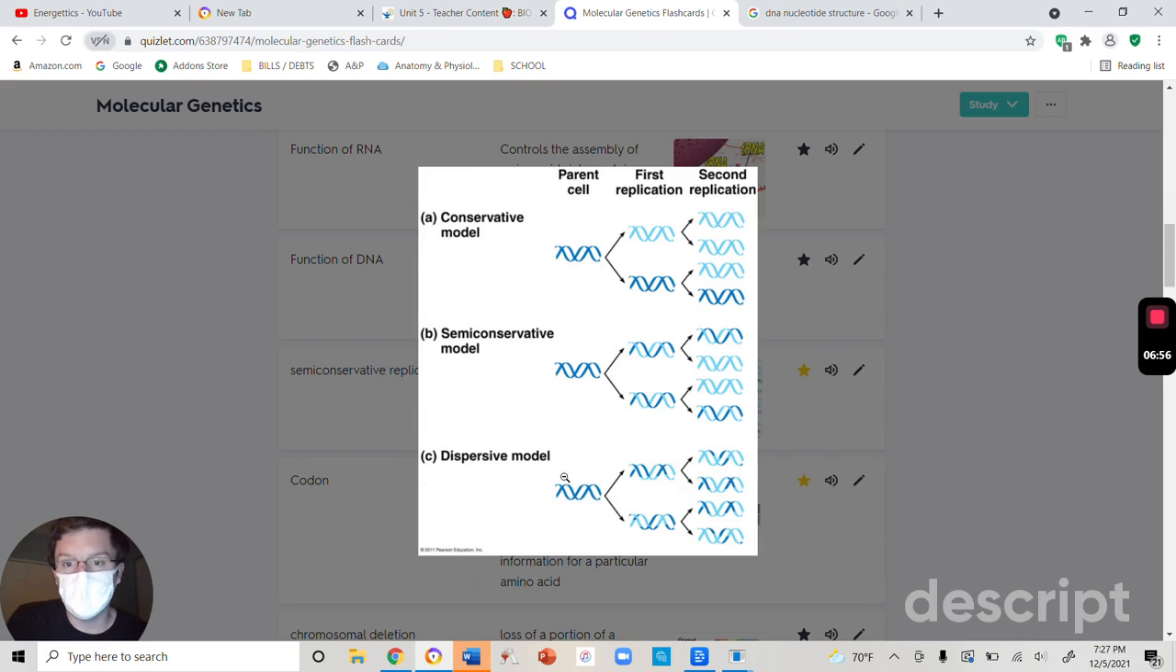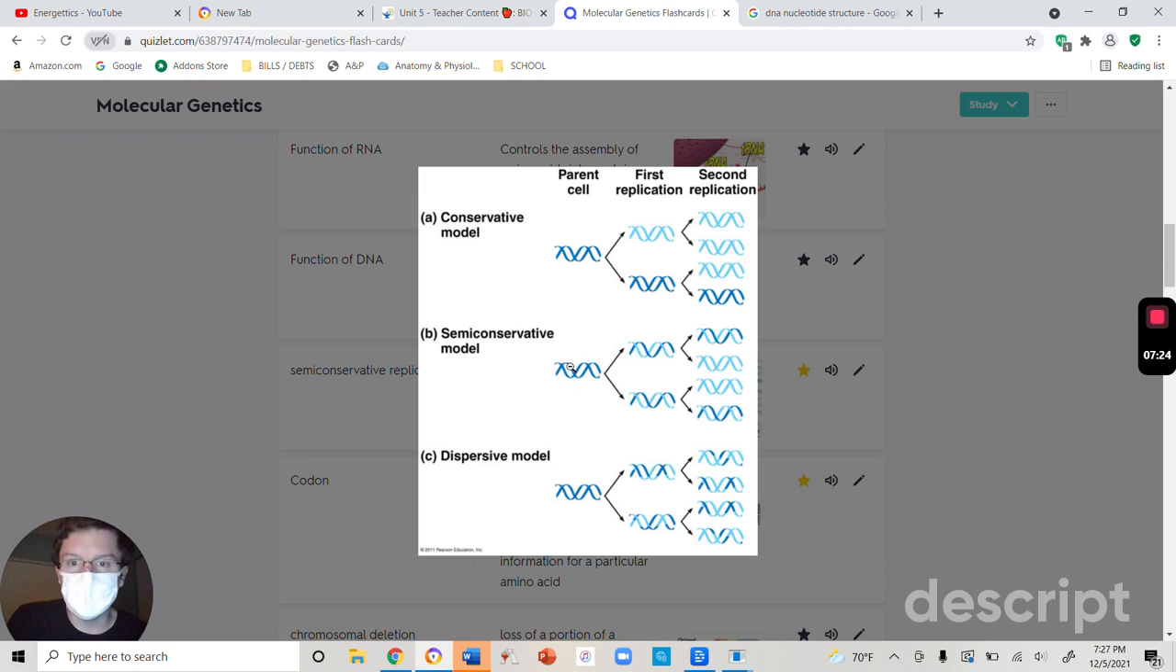The dispersive model, this one, in my opinion, is the dumbest of the 3. I don't know why this was even considered, but hindsight's 20/20. Basically, this one was like, hey, this whole thing just shreds up and then it fills the in-betweens. No, this is just a mess. This was proven false.